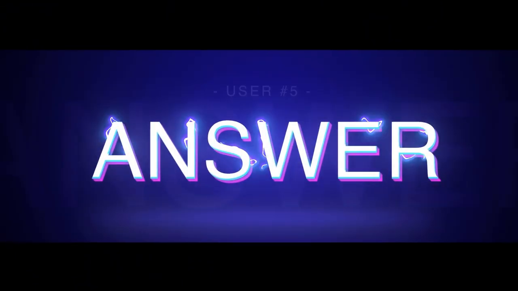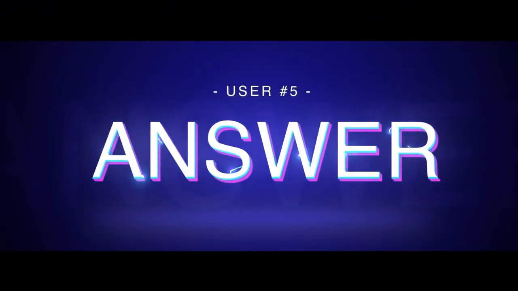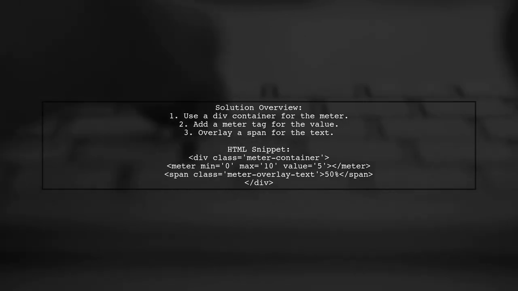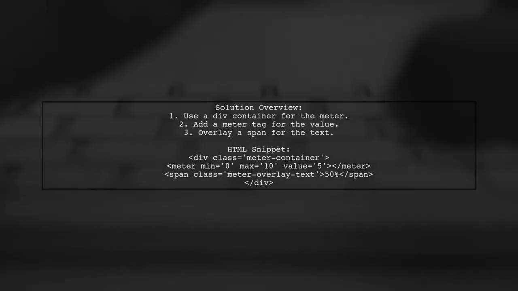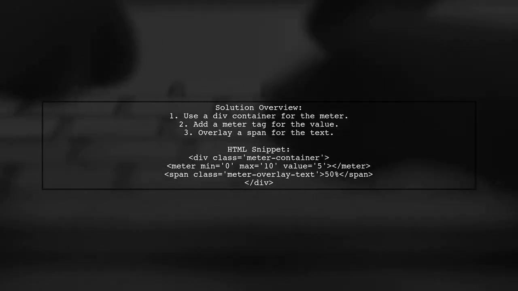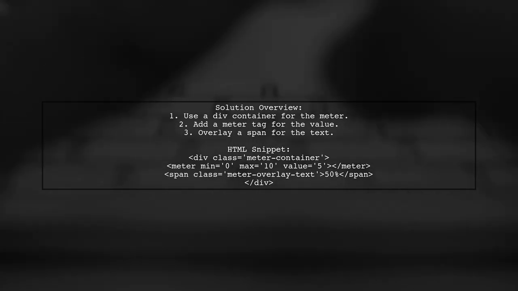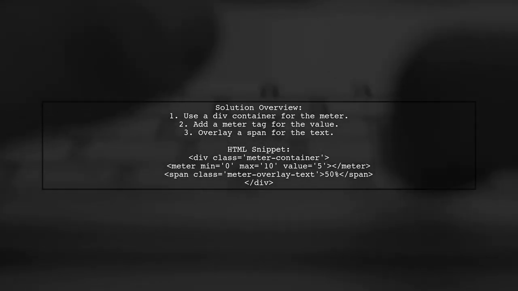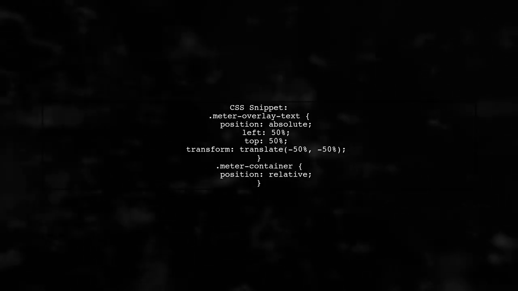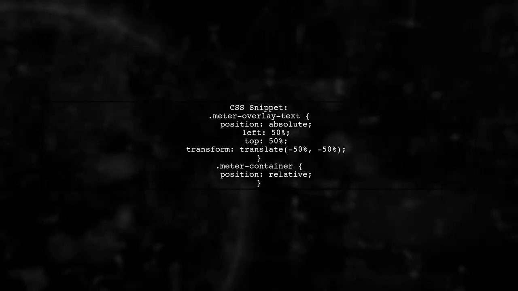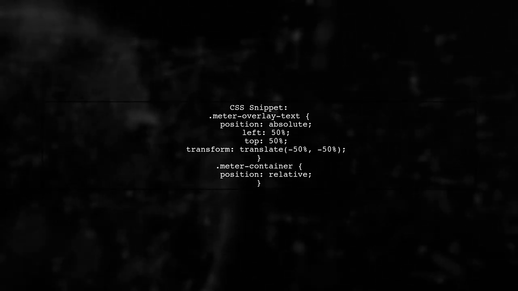Let's now look at another user-suggested answer. To make text visible over a meter tag, using pseudo elements works for static content, but can be tricky with dynamic values from JavaScript or PHP. A simpler solution involves using a span element positioned over the meter. For the CSS, set the span to be absolutely positioned in the center of the meter. This allows for easy adjustments of the text position if needed.